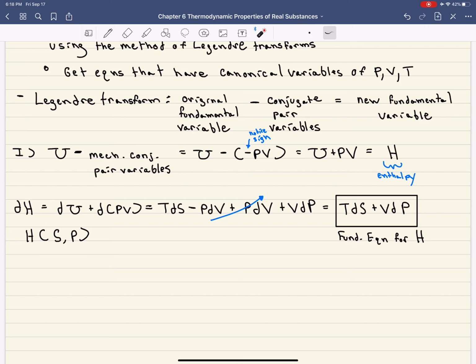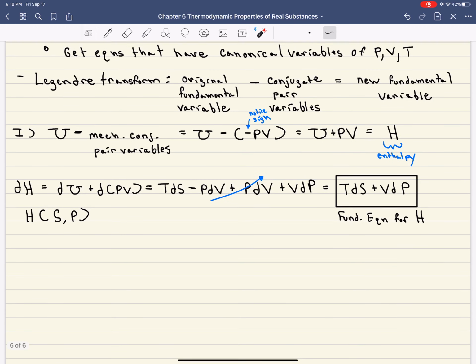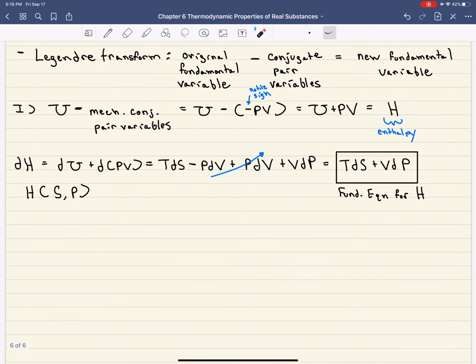All right, and so that's different, right? But we still kind of run into the problem where one of our canonical variables, one of the things in that derivative, is still something we can't really measure. Okay? All right, and so doing the Legendre transform to get enthalpy does provide insight, but it's not that useful. So what we're going to do is try out some other Legendre transforms.